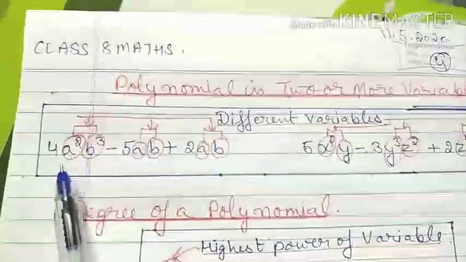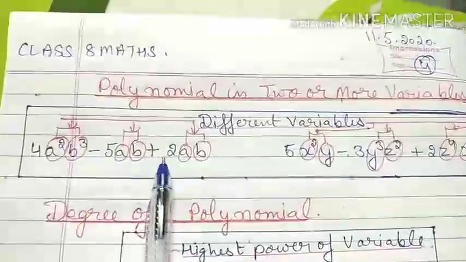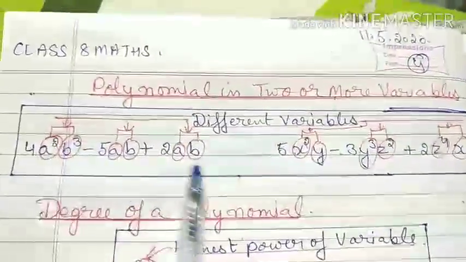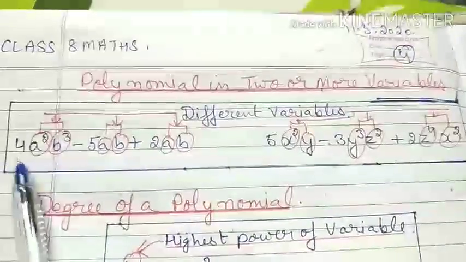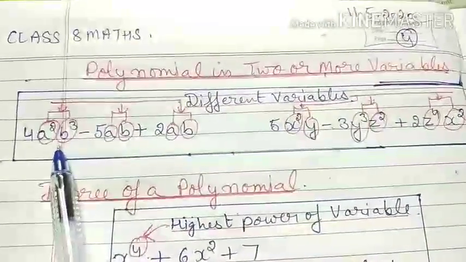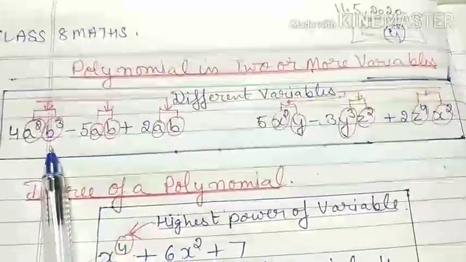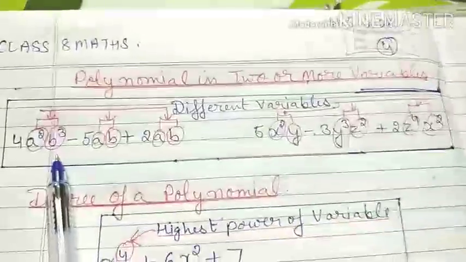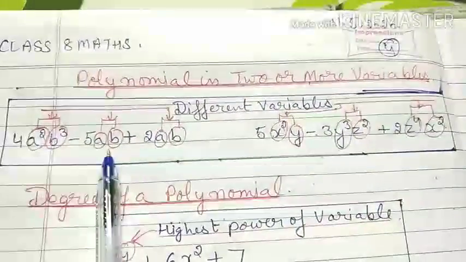Next, if I have 4a square b cube minus 5ab plus ab, if you look at this expression, only two different types of variables we are using, a and b, and a and b are multiplied with each other. Doesn't matter whatever power is there, but still in the expression a maximum of two variables are multiplied with each other. So we call it a polynomial in two variables.